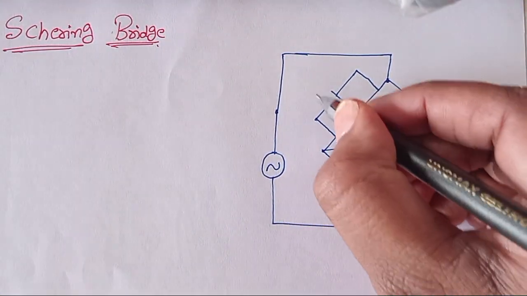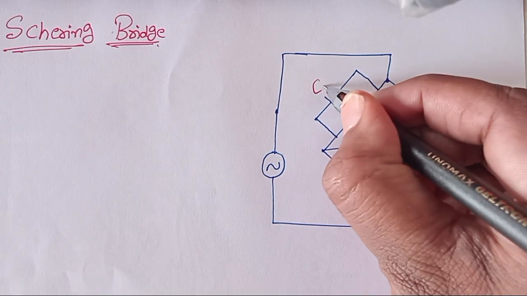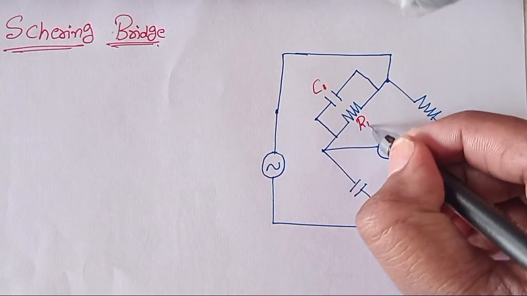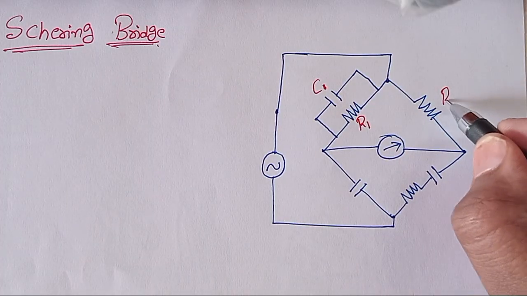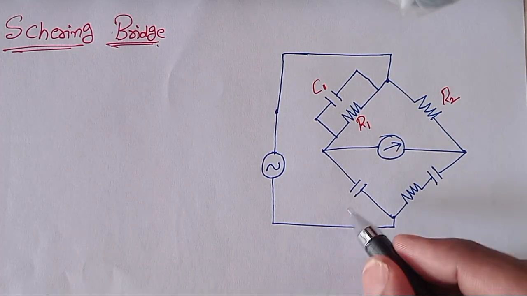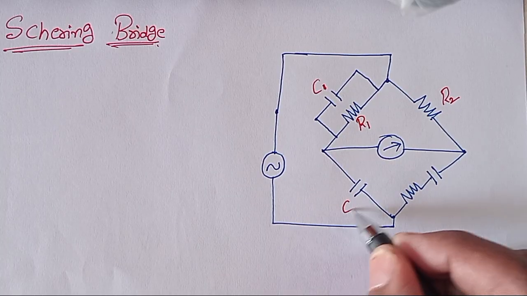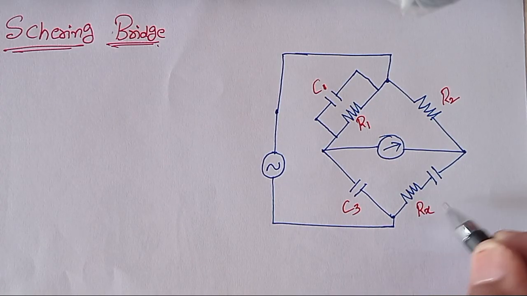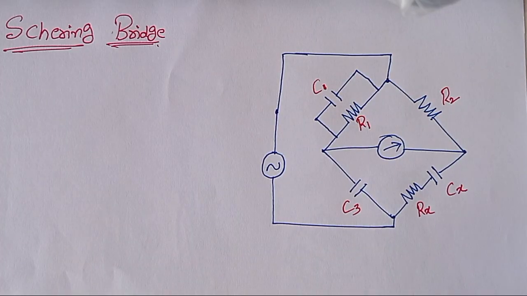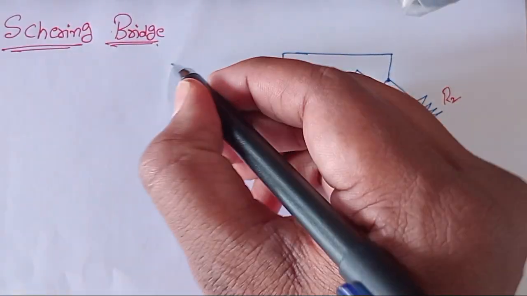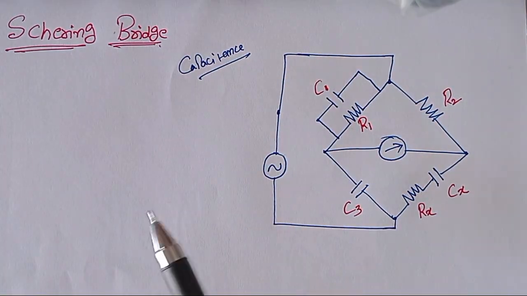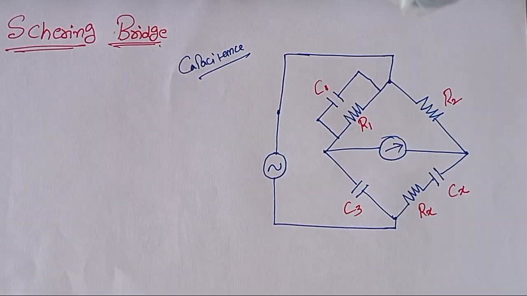So in the first arm, a capacitor is there. So I'm representing here C1, capacitor 1, and resistor R1. It is the second arm, resistor R2. It is the third arm capacitor, so C3, capacitor in the third arm. It is unknown, so Rx, and it is unknown Cx. Simply, this Schering Bridge is used to measure the unknown value of capacitance. To measure the unknown value of capacitance, the Schering Bridge is used.